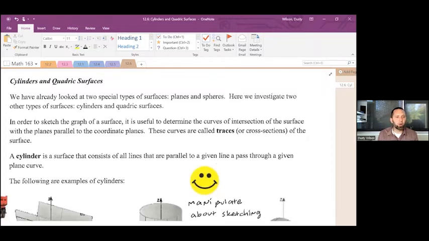In order to sketch the graph of a surface, it's useful to determine the curves of intersection of the surface with the planes parallel to the coordinate planes. These curves are called traces, or cross-sections of the surface.